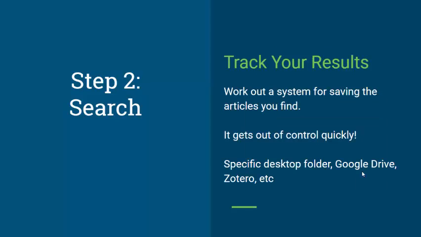Another part of tracking your results is just work out some kind of system for saving the articles that you find. It can be very easy to start saving some to Google Drive and some to the desktop of your work computer and some to the desktop of your home computer. And some of them you printed out and some of them you put sticky notes on. And before you know it, you have 5 different stacks of articles and it just gets completely out of control.